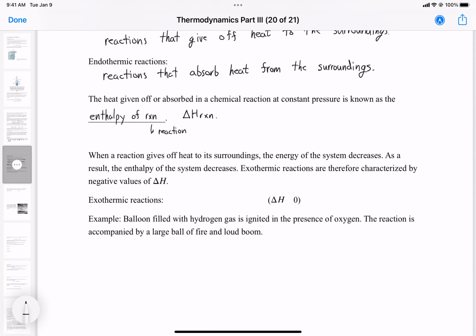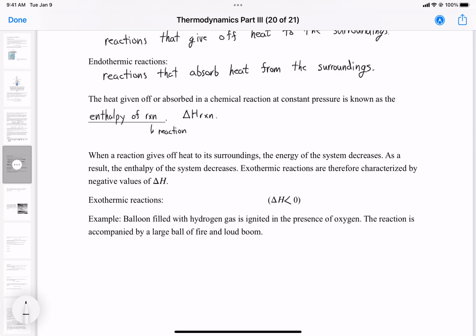So now let's go into a little more depth about exothermic and endothermic reactions. All right. So when a reaction gives off heat to the surroundings, the energy of the system decreases. So what this means is that the enthalpy of the system also decreases. So we characterize exothermic reactions by negative delta G. So delta H, sorry, not delta G, delta H. Delta H is less than 0. Okay, so negative delta H values.